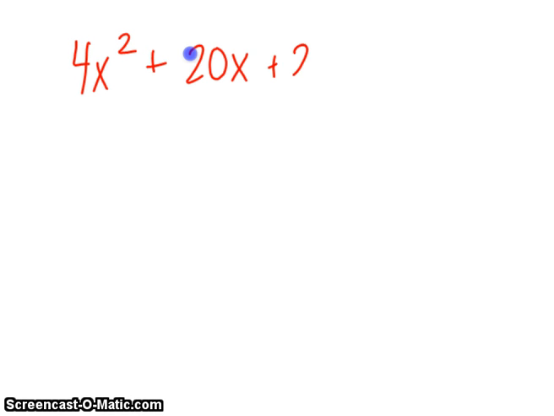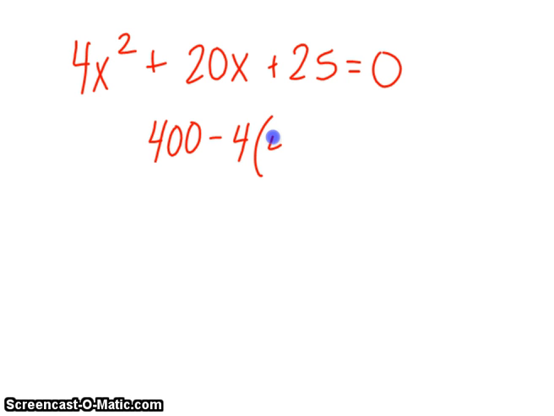And lastly, if we look at 4x squared plus 20x plus 25 equals 0, b squared, so we would have 20 squared, which is 400, minus 4 times a, which is 4, times c, which is 25. 4 times 25 is 100, times 4 is 400. 400 minus 400 is 0.